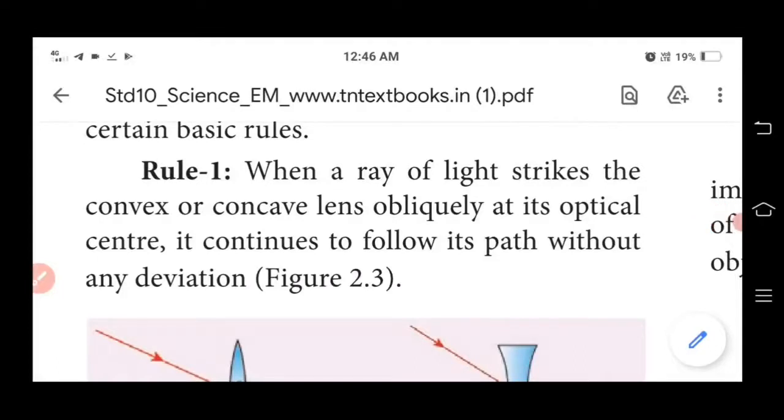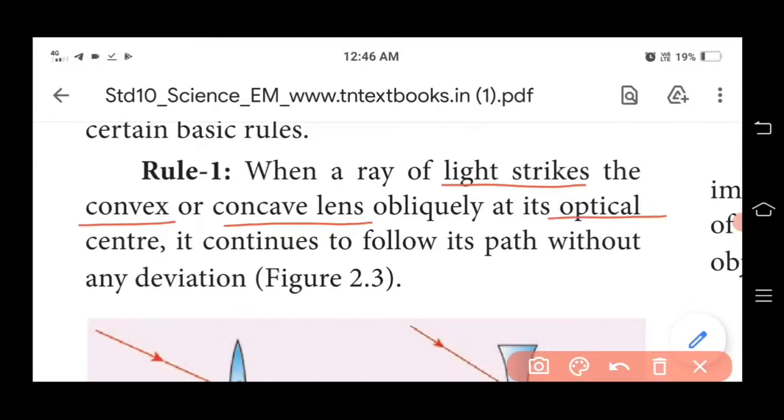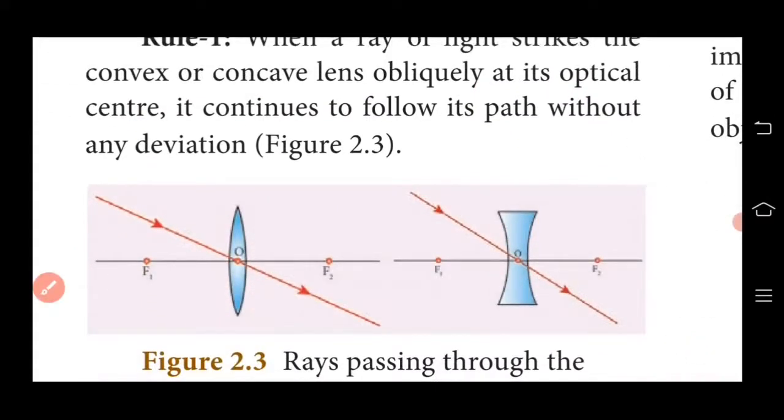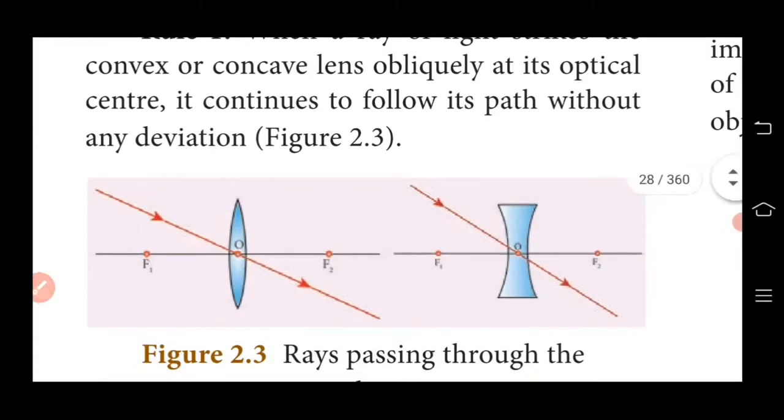Students, the rules to draw a ray diagram are an important 5-mark question. So kindly listen carefully. Rule 1, when a ray of light strikes a convex or concave lens obliquely at its optical center, it continues to follow its path without any deviation. This word is very important. Here the ray passes through the optic center without any deviation and continues its path.